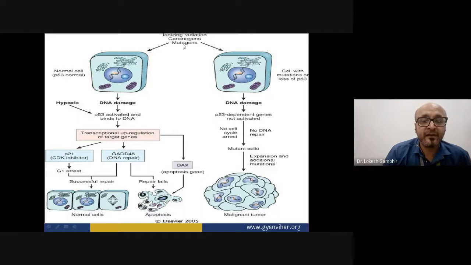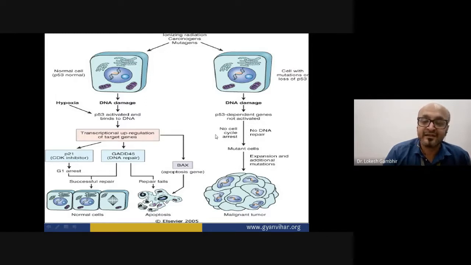In response to these stimuli, there will be DNA damage, and there will be no one to sense this DNA damage. The p53 dependent genes will now not be activated. There will be no cell cycle arrest. There will be no DNA repair, and the mutant cell is now living free. This cell is very happy.